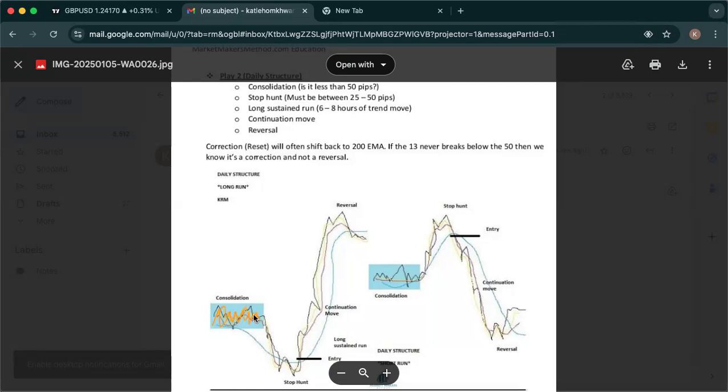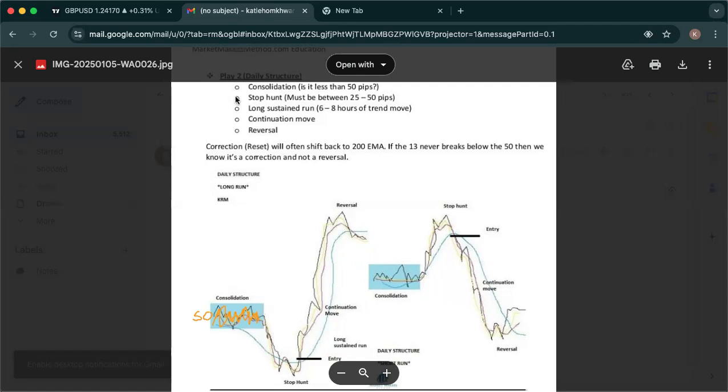You understand? It means now the consolidation is not a consolidation anymore. It's something else. You understand? So consolidation has to be 50 pips or less for it to be a consolidation, agent session consolidation.